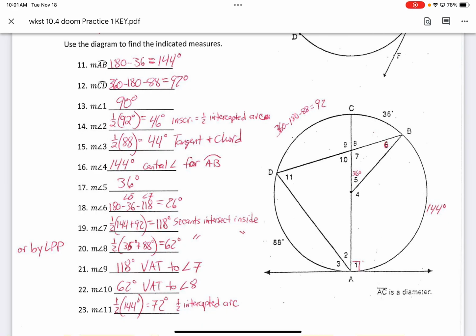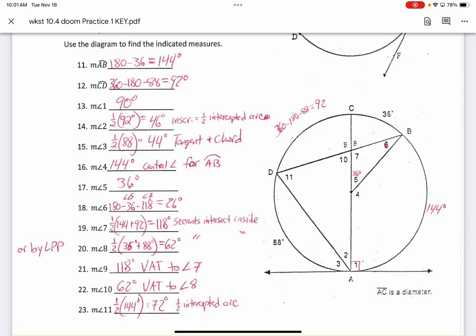picture. Like I say, relatively to other ones, but I tried to show where stuff came from. So measure of arc AB is 180 minus 36. How do we know it's 180? Like what's the 180 coming from? This is an arc, right? Yeah, because we have CA is a diameter. How do I know that?